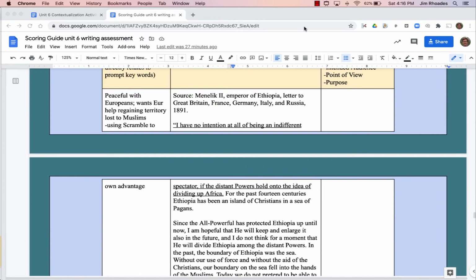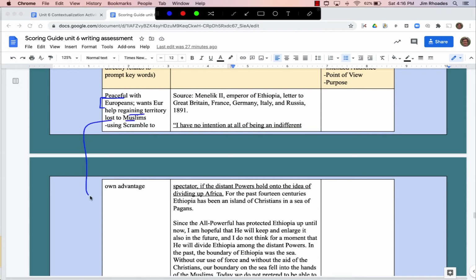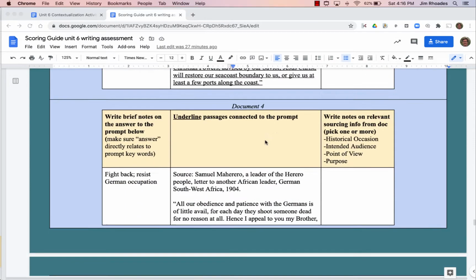So what I have over here is my answer, or the African response. It's peaceful with Europeans, but they're actually trying to regain territory from Muslims. In a sense, they're participating in the scramble themselves. It's not Europeans taking land from Africans, it's Africans taking land lost to Muslim powers. So I've got 3 peaceful documents so far.